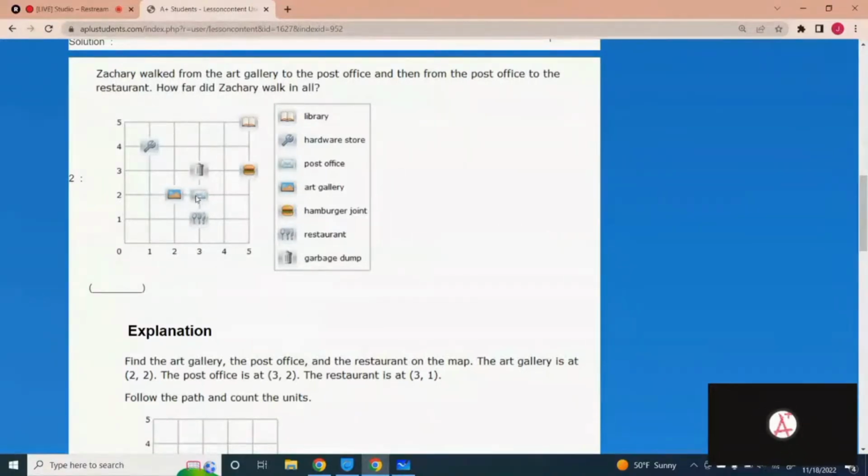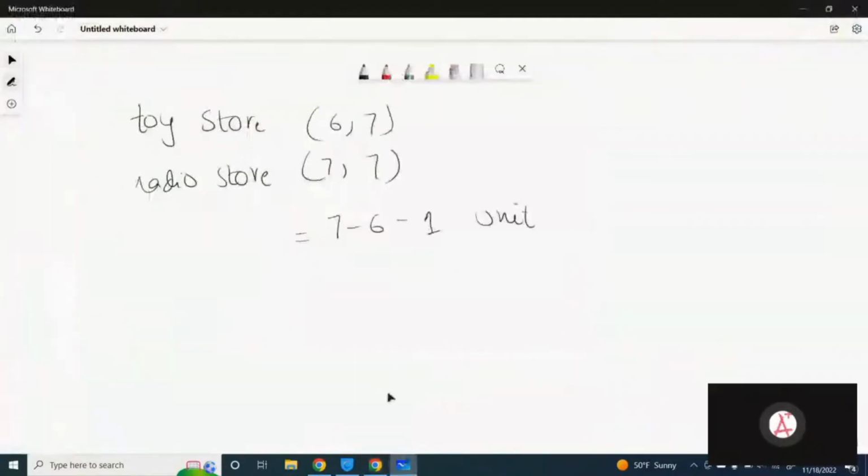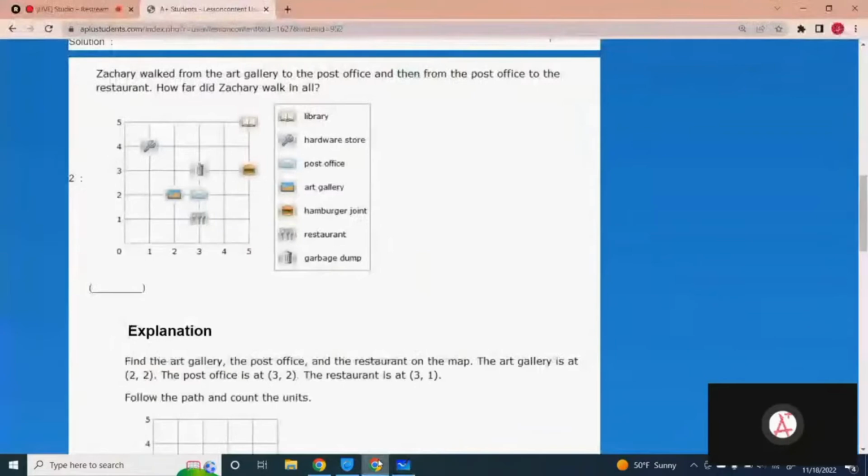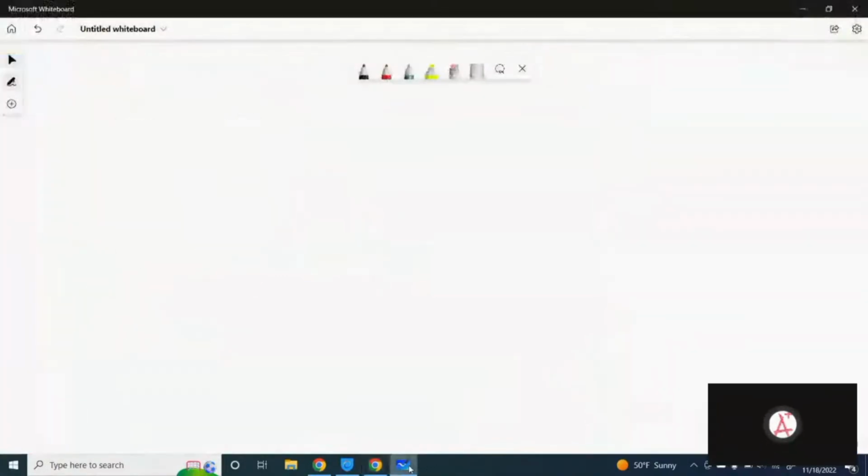Here is the restaurant. So from here he moved 1, 2, and 3. So that means the total distance he covered. You can write the coordinates. Let me write down the coordinates for all of them, then we can find it. The coordinates for the art gallery are 2 and 2. Got it? Both the x and y values for the art gallery are 2, 2.